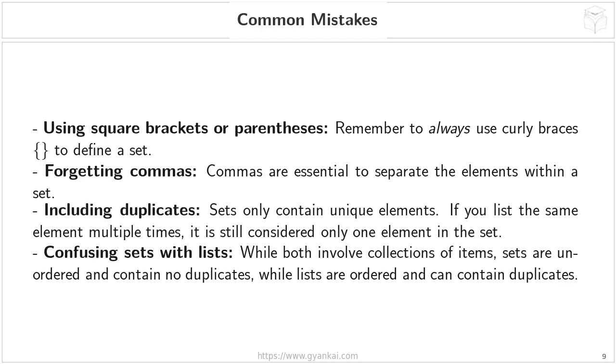Finally, confusing sets with lists. While both involve collections of items, sets are unordered and contain no duplicates, while lists are ordered and can contain duplicates. This is where things can get tricky. Both sets and lists are ways to group things together, but they have key differences. In a set, the order you write the elements doesn't matter. 1, 2, 3 is the same as 3, 1, 2. Also, as we just discussed, sets don't allow duplicates. Lists, on the other hand, do care about order, and they can have repeated items. So remember, sets are about unique membership, while lists are about sequence and potentially repeated entries.